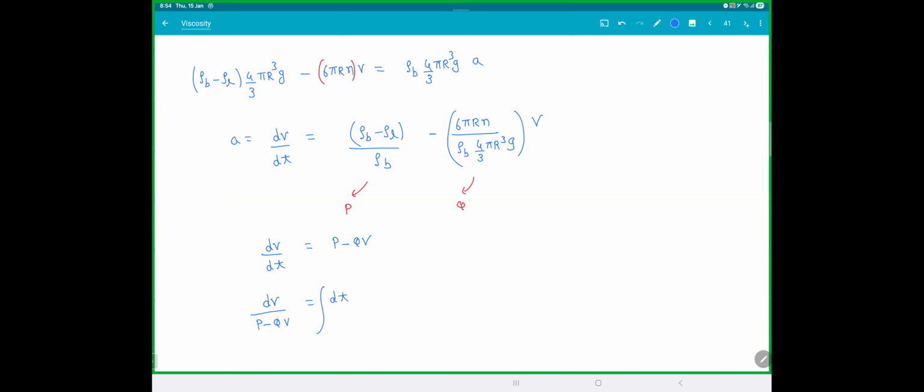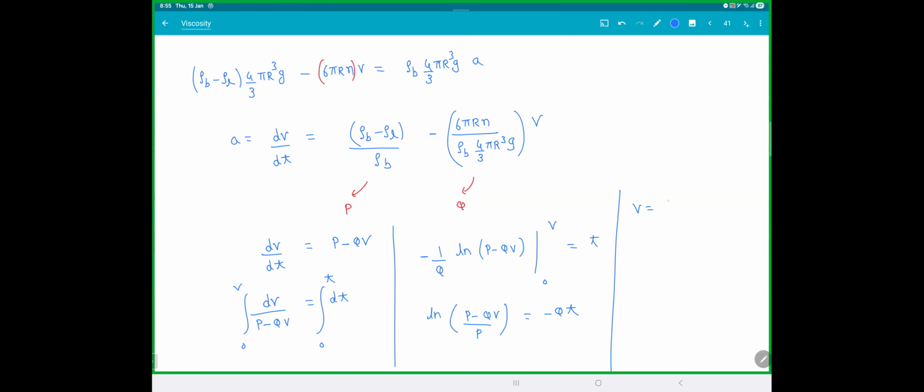You know how to integrate this, from 0 to v and 0 to t. That would be minus 1 by q ln (p minus qv), with limits from 0 to v equal to t. This will be ln(p minus qv) minus ln p, which equals minus qt. Therefore, we get v is equal to p by q into (1 minus e power minus qt). There, that's your velocity. You can substitute p and q values there and you'll get the answer. And p by q is actually v terminal.